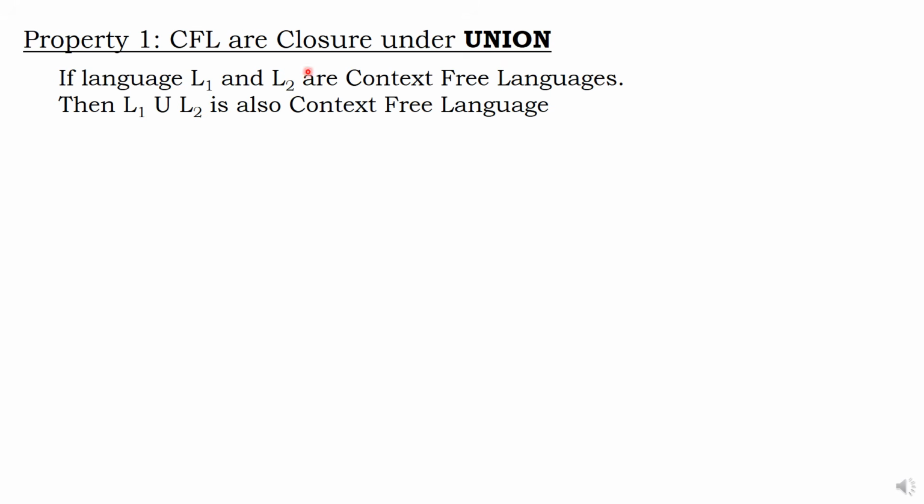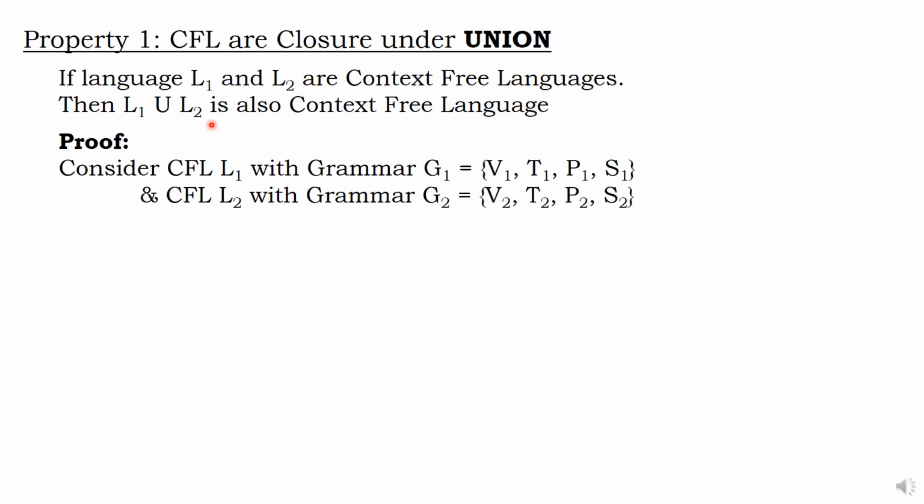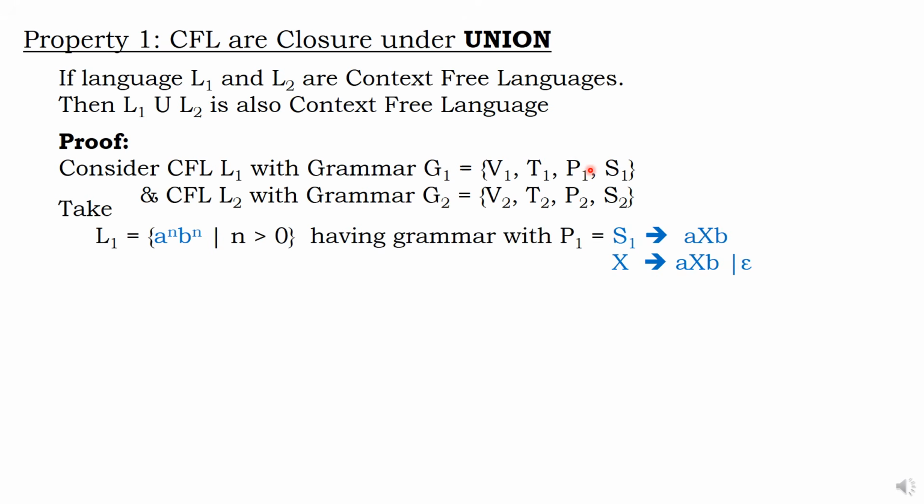What is that meaning? Sir, there is a language L1, a context-free language which has a context-free grammar. L2 also has a context-free grammar. If I take the union, whether a grammar exists? If it exists, it is closure. L1 is obeying one CFG rule, L2 is obeying one CFG rule.